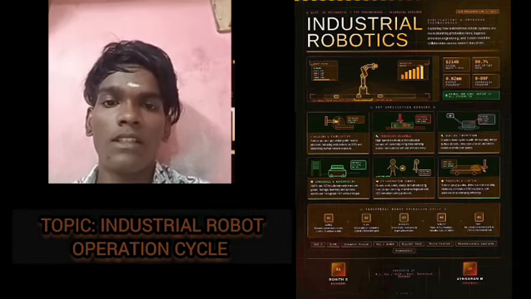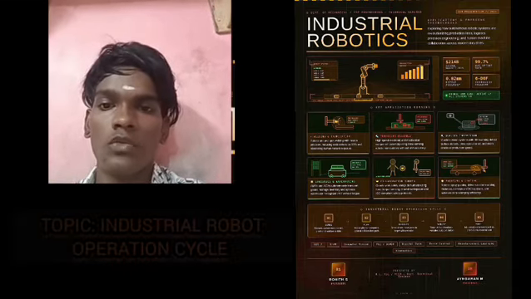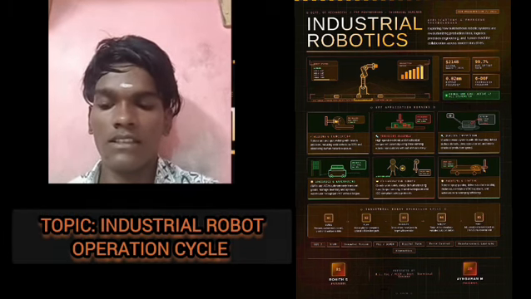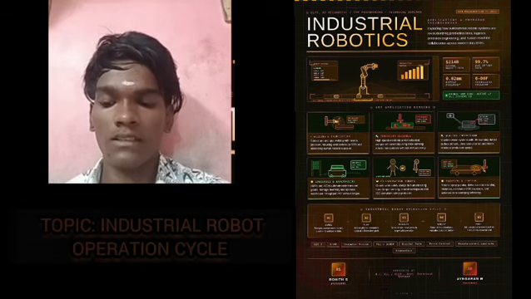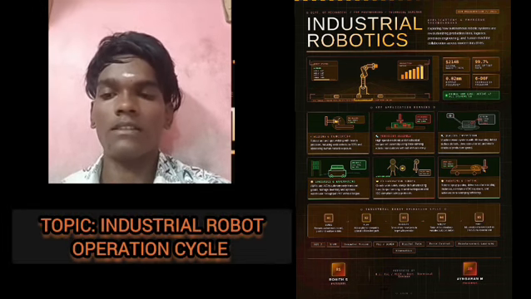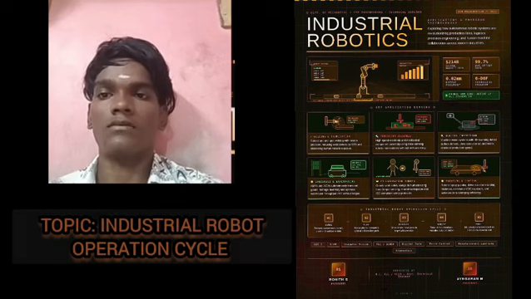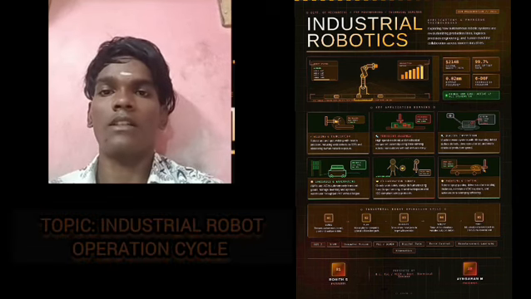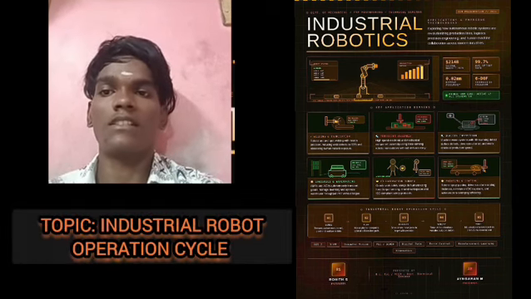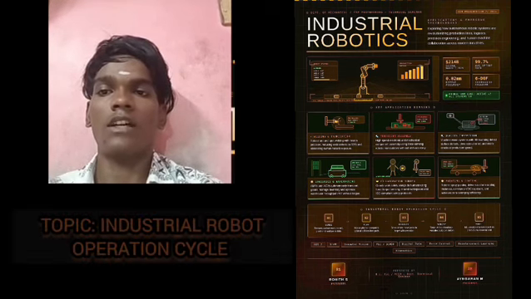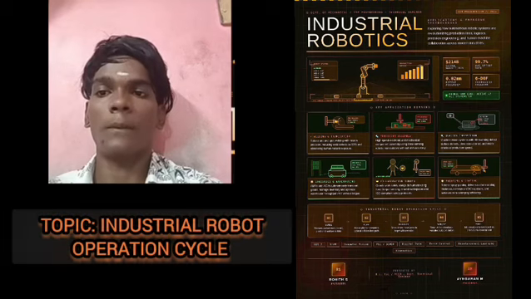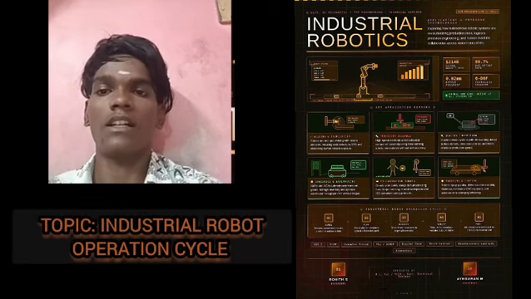We will now see the industrial robot operation cycle. The first one is sense. This is the initial step where the robot perceives its surroundings using various sensors. What happens? The robot uses cameras, vision systems, and sensors to identify the location and orientation of the object it needs to work on. It collects this information as raw data.